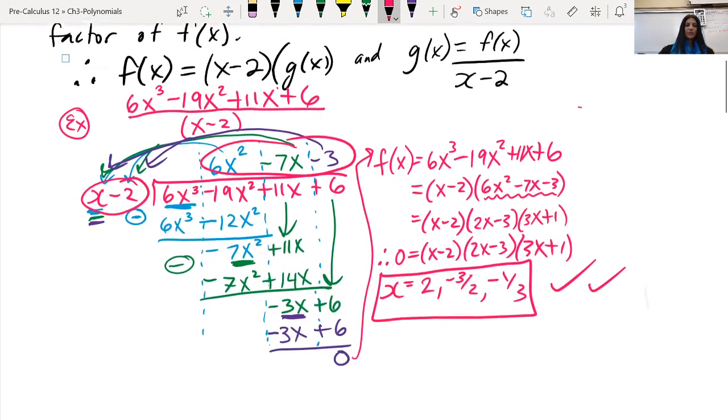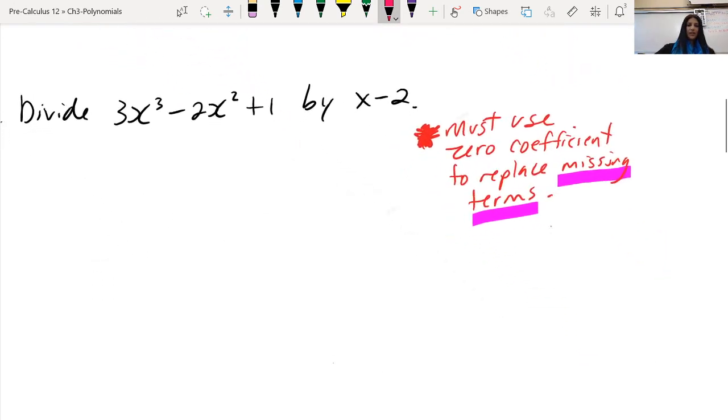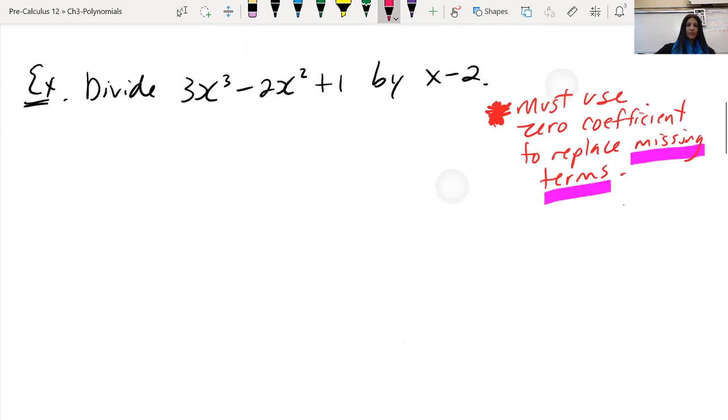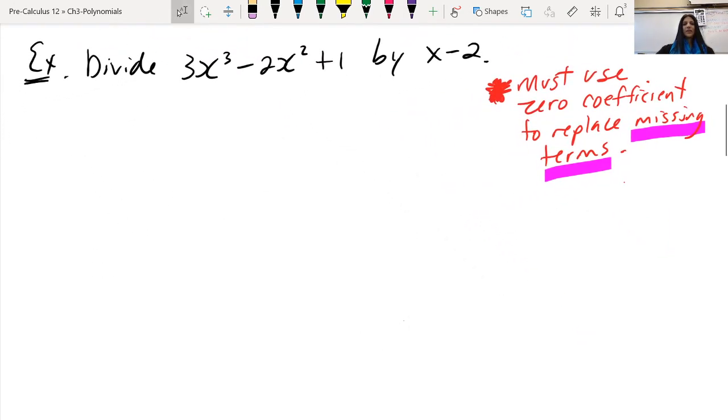Okay, moving on. Let's try another one. Again, as you're doing this in your videos, what I would like is for you to hit pause right now and try this one on your own. But before you do that, you haven't seen something like this. I mentioned it in the last one, but you must use a zero coefficient to replace missing terms. So maybe just before you hit pause, we could go over that.